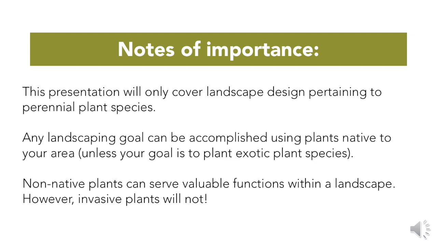This is in contrast to what is called an annual plant. An annual plant is a species of plant that completes its entire life cycle within the course of 1 year. There are much different landscaping and design strategies that one would implement in incorporating annual plants into their landscape or garden. And unfortunately, we don't have the time to cover those annual landscaping strategies in this presentation.